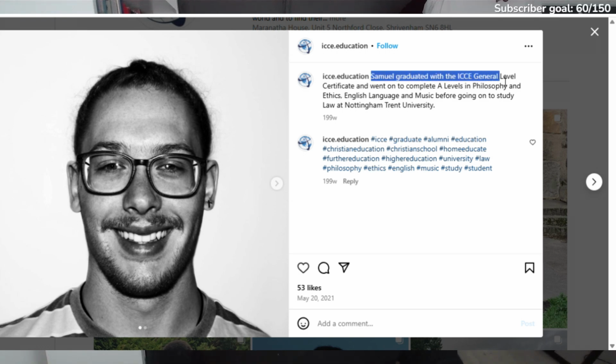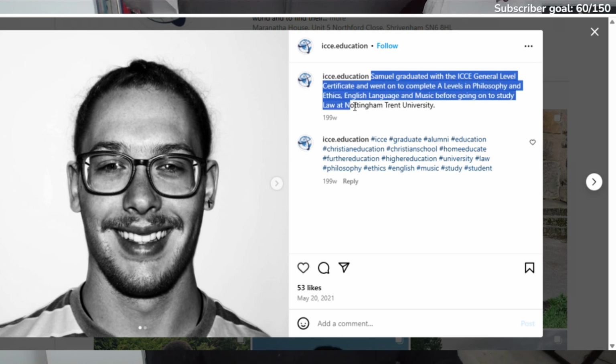But anyway, so this is Samuel. Samuel graduated with the ICCE general level, like my daughter, and went on to complete A-levels in philosophy and ethics, English language and music, before going on to study law at Nottingham Trent University. So he's taken a similar path to my daughter. She did the general level, and then she also did 4 A-levels, but she dropped one in the end, and she did the EPQ as well. And yeah, she's going to university.